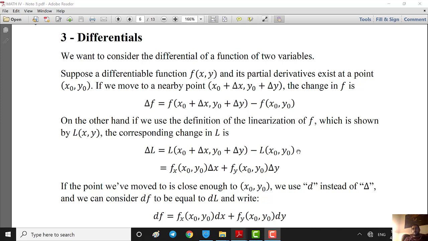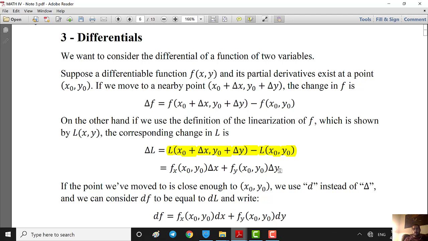And if you remember the formula we used in order to calculate the value of L, then you're going to see that L at (x0 plus delta x, y0 plus delta y) minus L at (x0, y0) is going to be equal to ∂f/∂x at (x0, y0) times delta x plus ∂f/∂y at (x0, y0) times delta y. Right?